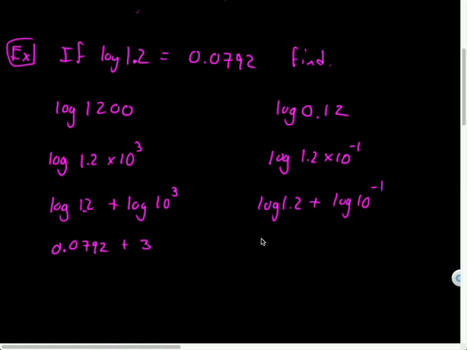How about over here? This would be 0.0792. And then this would be plus what? Negative 1, because I had to use the power property. Negative 1 times log 10. Log 10 is 1. Negative 1 times 1 is negative 1. And it turns out, what do you notice is similar between these two things?